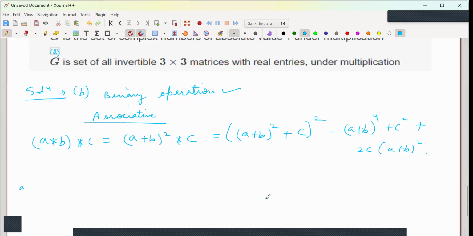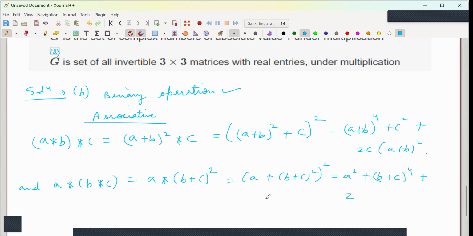And the other side is A star (B star C), which means A star (B plus C) whole square, and then (A plus B plus C) whole square. That will be just A square (B plus C) raised to 4 plus 2A (B plus C) whole square.